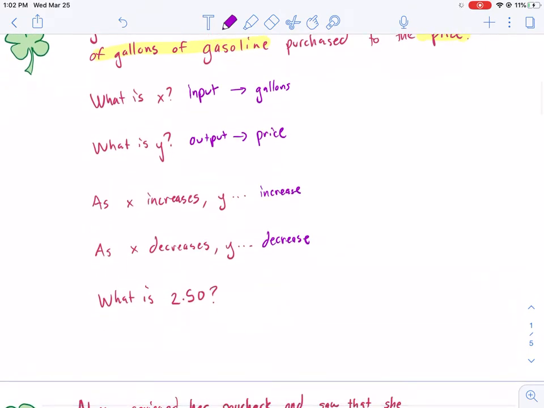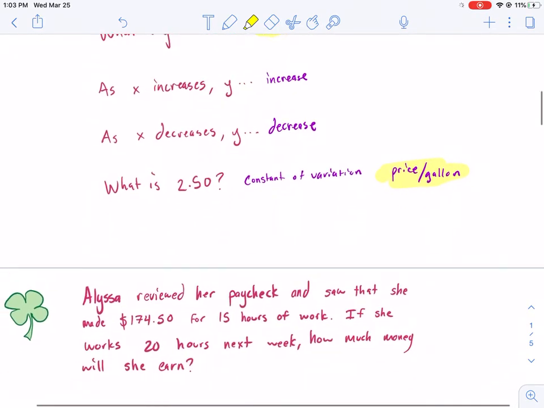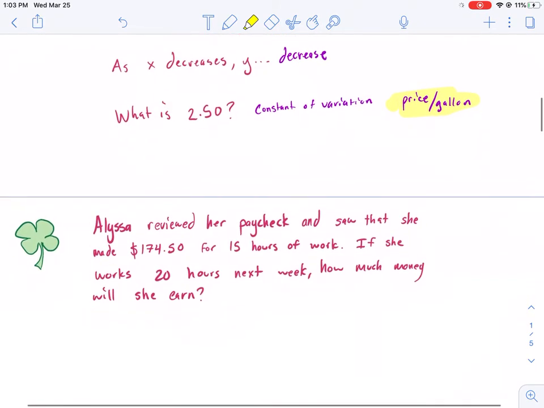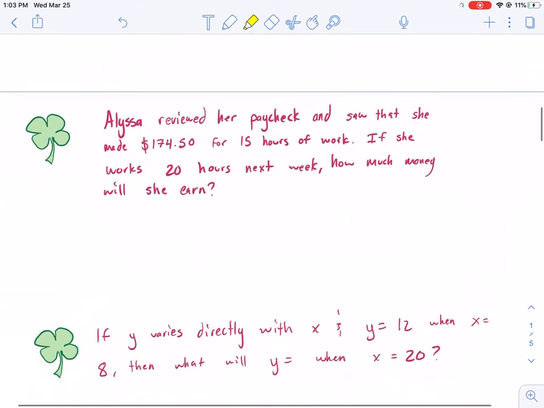So what is $2.50? This would be our constant of variation. In this particular case, $2.50, you should recognize that as the price per gallon. You'll notice how it relates the two different inputs and outputs into one constant, price per gallon. So if our input was gallons and our output is price, the constant of variation relates the two. Let's jump into our second example.